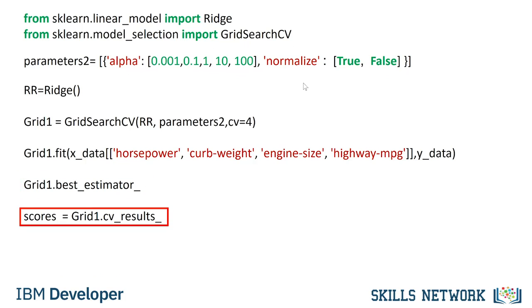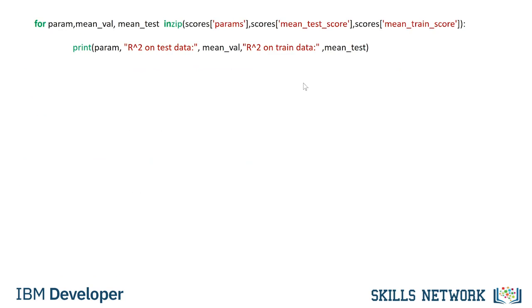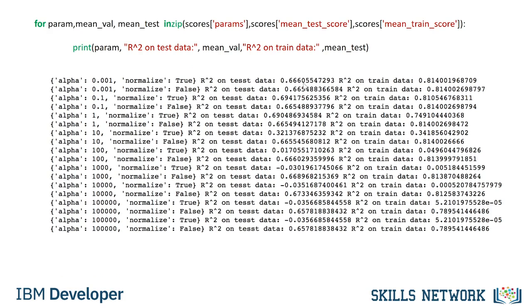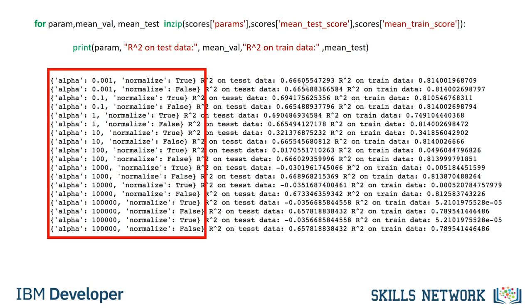The resulting scores of the different free parameters are stored in this dictionary, grid1.cv_results_. We can print out the score for the different free parameter values. The parameter values are stored as shown here. See the course labs for more examples.